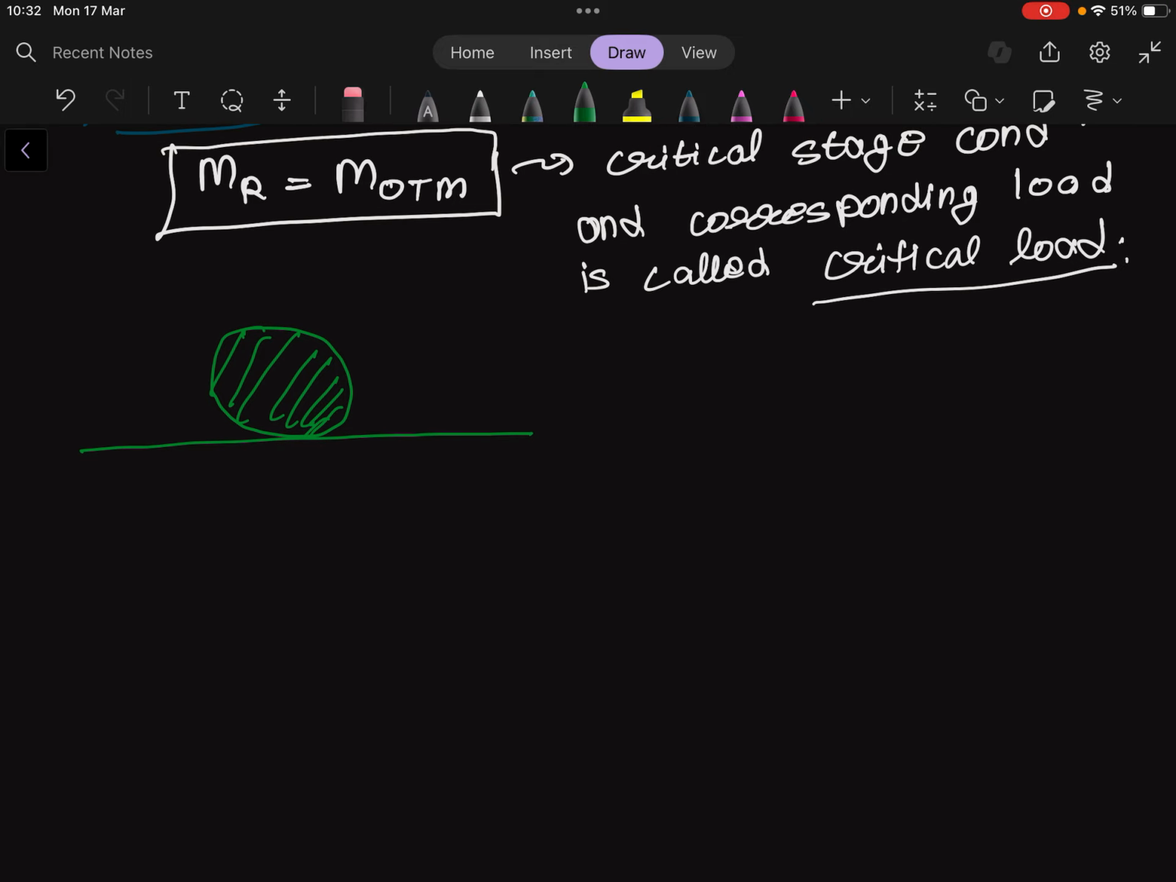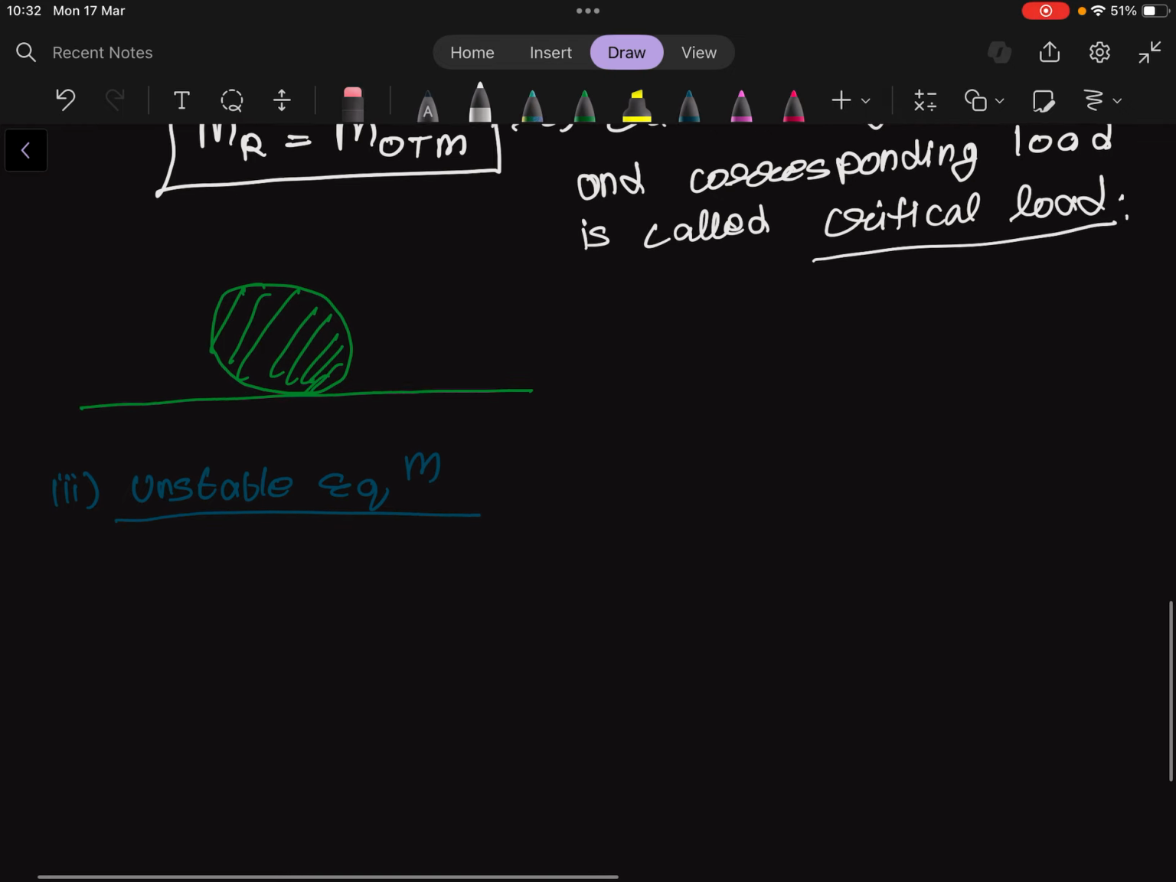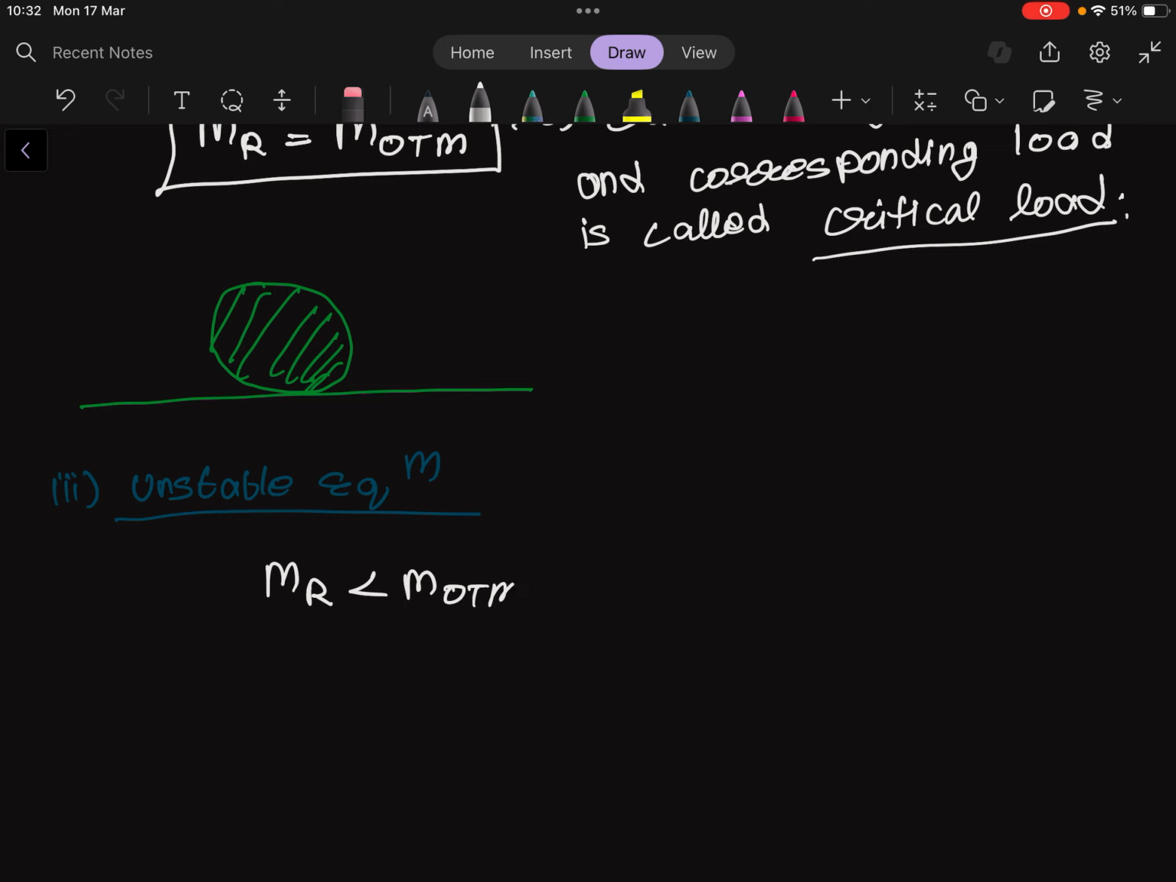Now let's talk about the last equilibrium condition, that is called unstable equilibrium condition. So a column is said to be in unstable equilibrium if the restoring moment is less than the overturning moment. So this is our condition. In order to represent this by a diagram, we can draw something like this: a ball resting on this kind of surface.